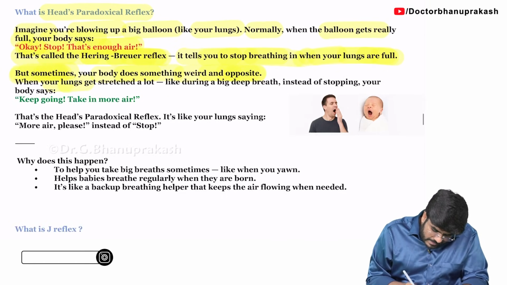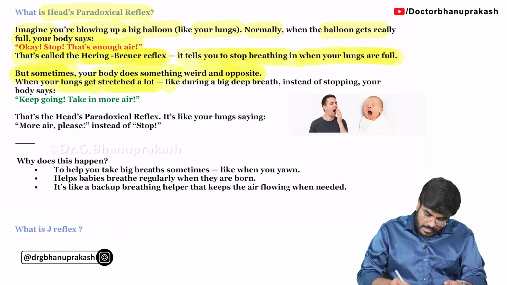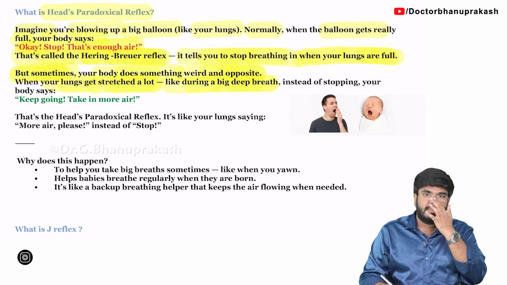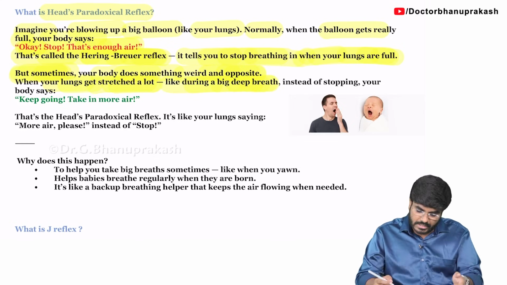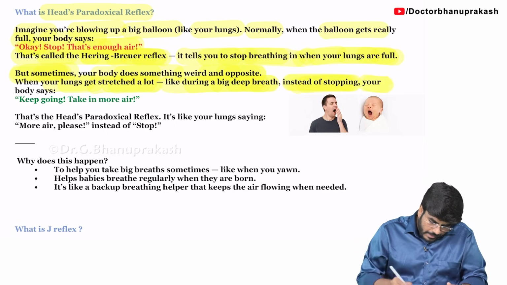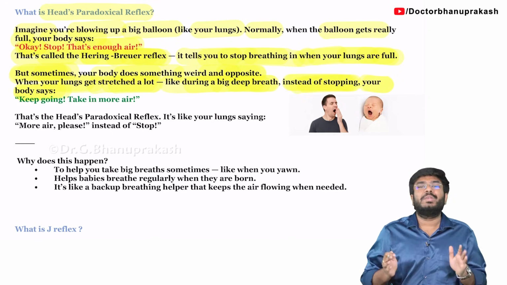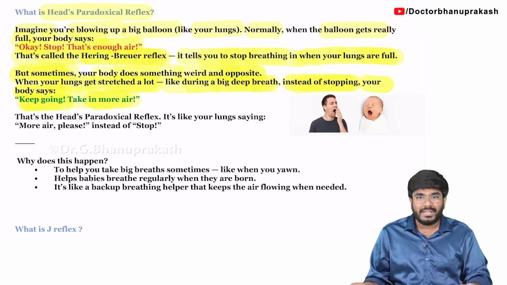See, when your lungs are getting stretched a lot, overstretched, like during a deep breath, your lungs are getting overstretched. So instead of stopping, your body should actually stop it. But instead of stopping, your body says, keep going, take more air. That is called Head's paradoxical reflex.